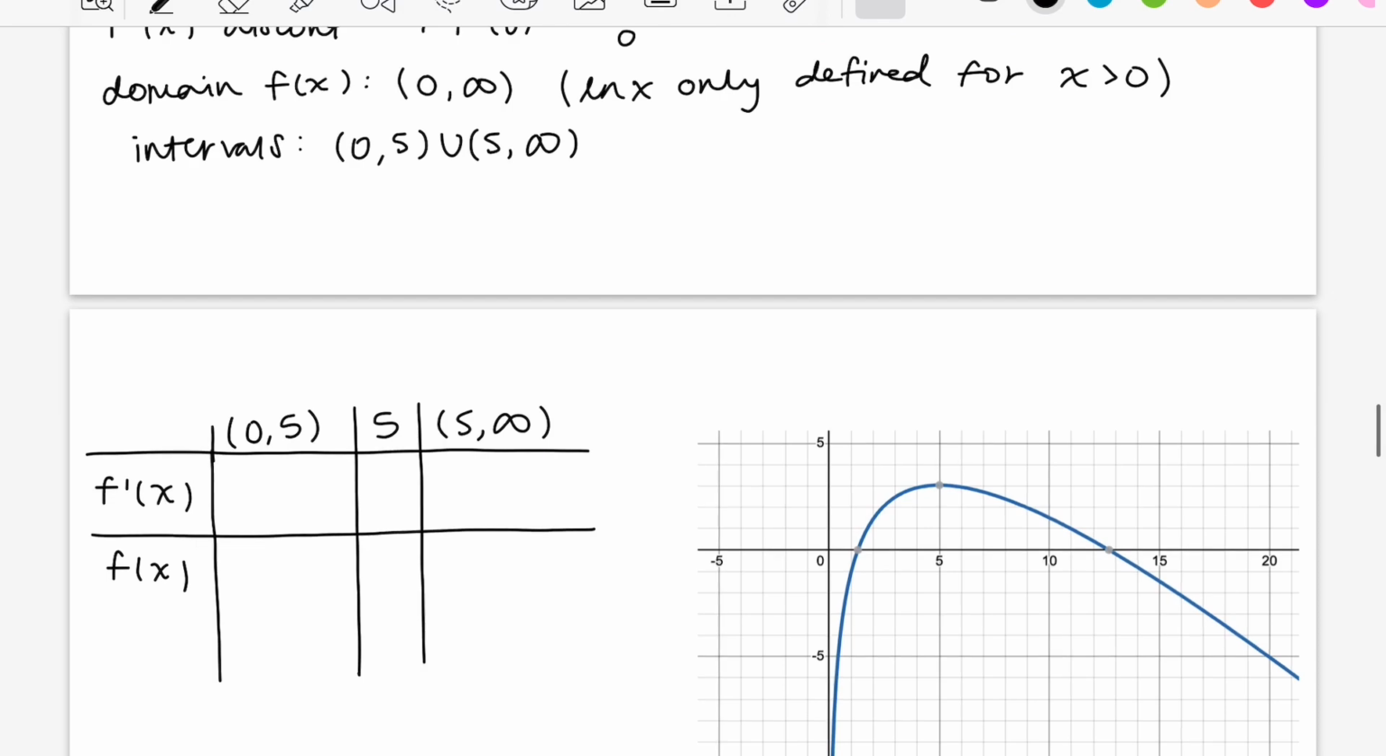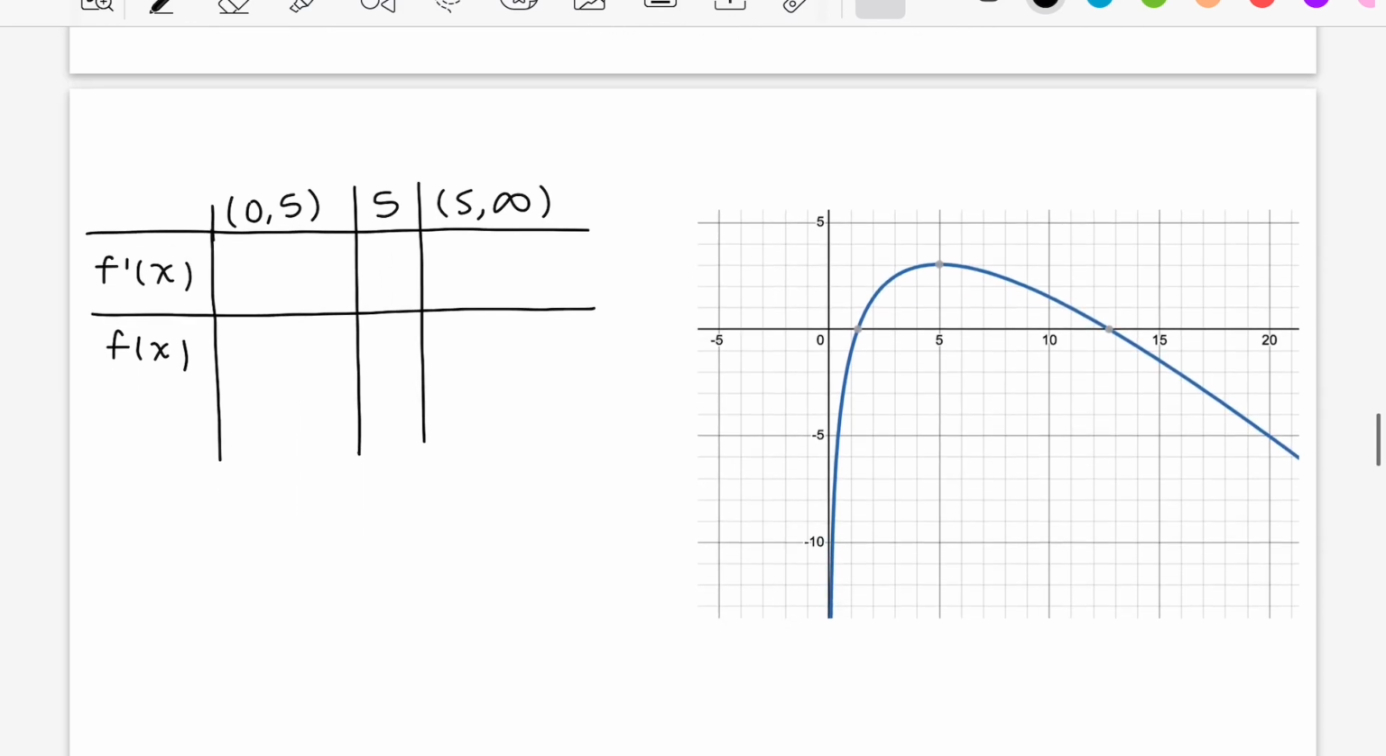All right, so we're going to pick a number in the interval 0 to 5. So I'm just going to pick 1, plugging this into our derivative. We'll get 4 over 1, which is positive. So we know that our function is going to be increasing.